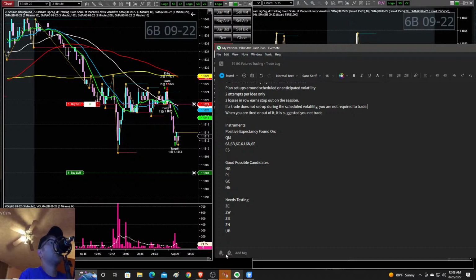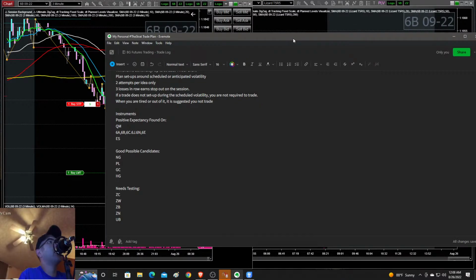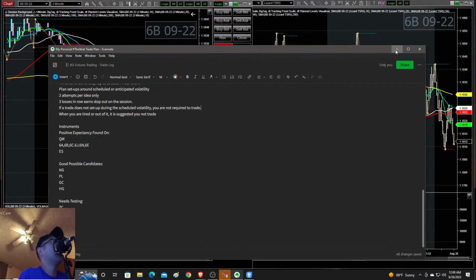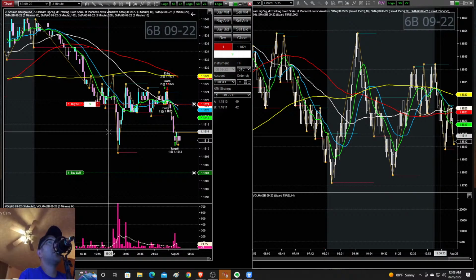And these are instruments that are working really well with the strategy. So crude, the crude E-mini, the currencies, and the S&P all really work really well with the strategy so far. Nat gas, platinum, gold, copper are all products that I need to test and get better at trading using the Strat.